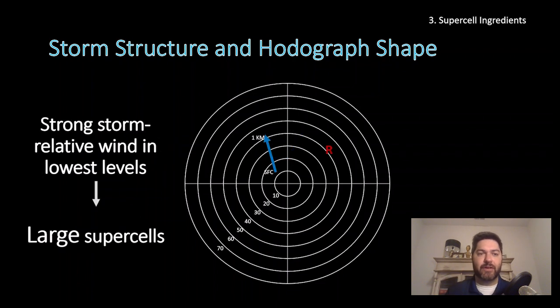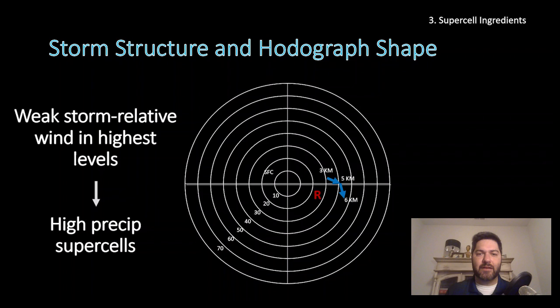Now, the converse is true. If you have strong storm relative winds in the lowest levels, you do get large supercells. So you can see here kind of a similar-ish right moving storm motion, but the shear vector is a bit further away. So you actually do get a very strong low-level storm relative wind in the inflow layer, which leads to the development of large supercells. And the second concept is related to the outflow structure of a hodograph. So we're going to be focusing in this particular part on the upper part of a traditional hodograph, really the mid levels.